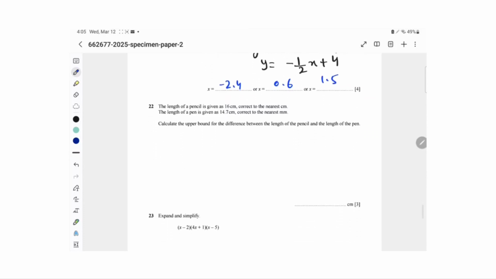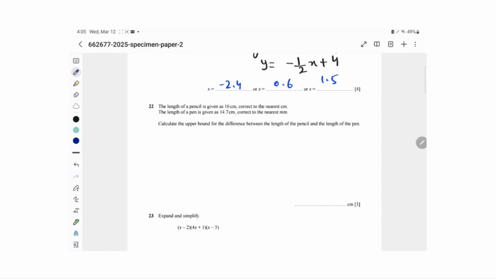Okay. Question number 22. The length of a pencil is given as 16 centimeter, correct to nearest centimeter. The length of the pen is 14.7 centimeter, correct to nearest millimeter. So millimeter needs to be converted into centimeters, right? If you want to change the value, the first one is 16 centimeter, so nearest centimeter means 0.5.